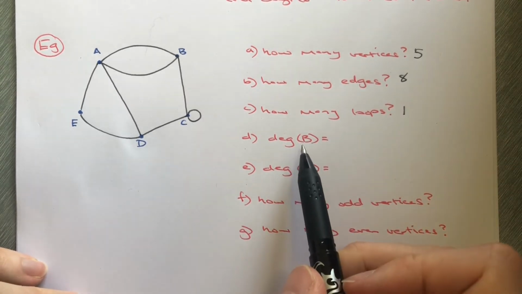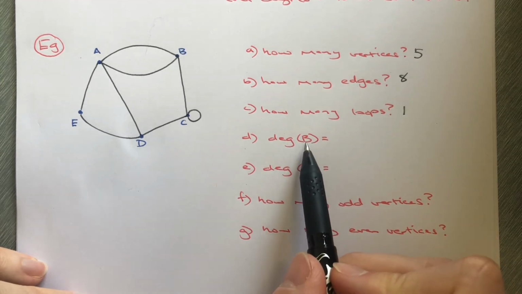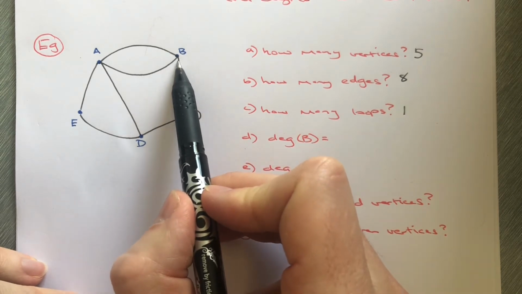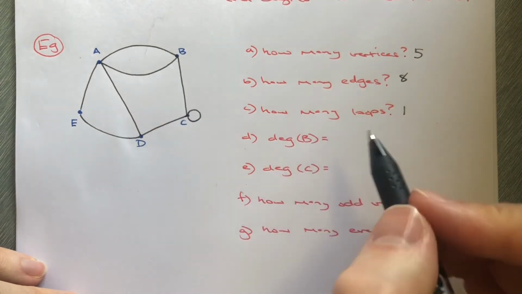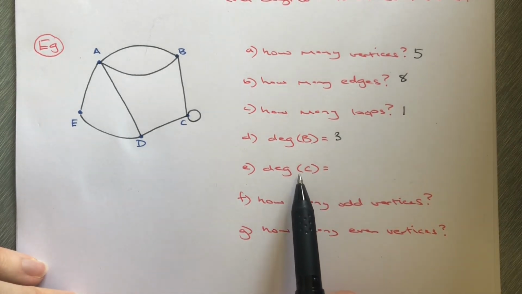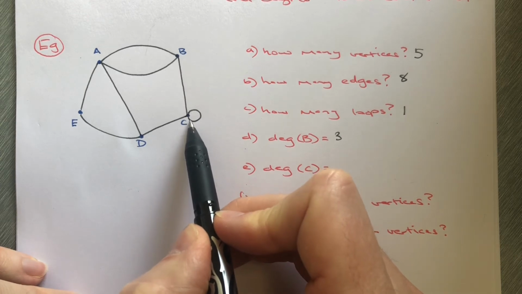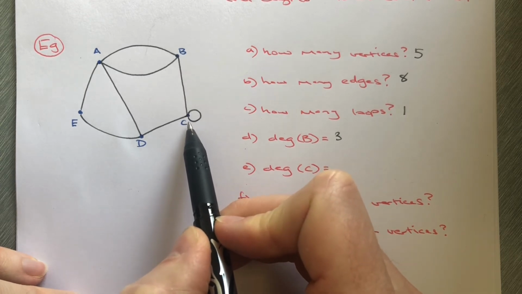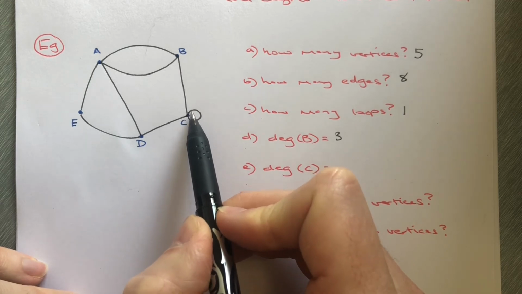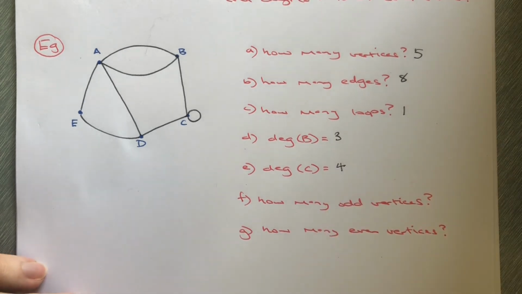Now degree, remember that means how many edges connect into a vertex. So we want the degree of B. B's here. So we've got 1, 2, 3 lines or edges connecting. So the degree of B is 3. We want the degree of C. 1's going in, 2's going in, 3, 4. Even though they're the same one, that still counts twice because it's connected there twice. So it connects once, twice, 3 times, 4 times. So the degree of C is 4.